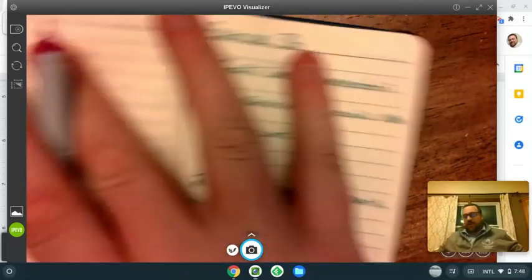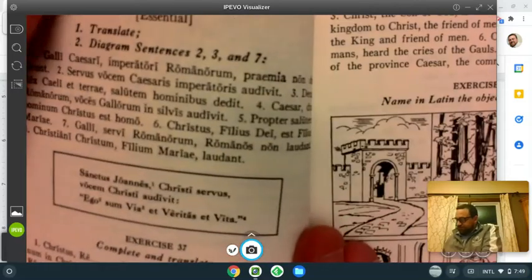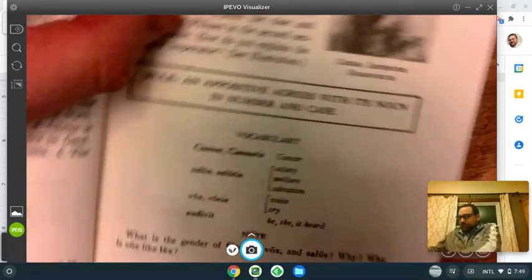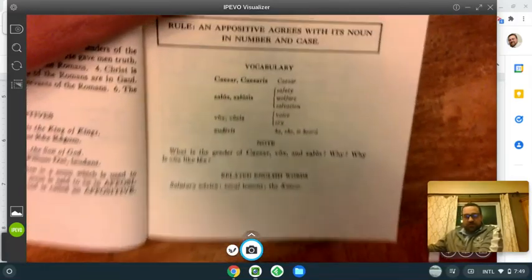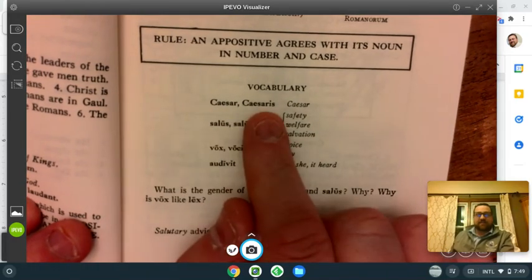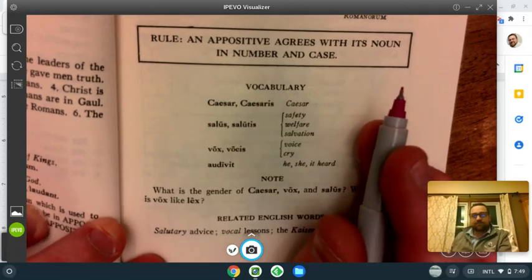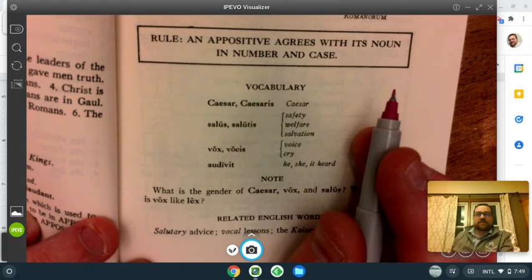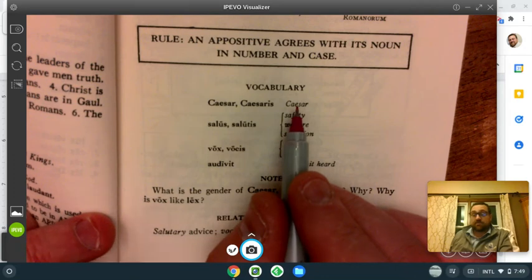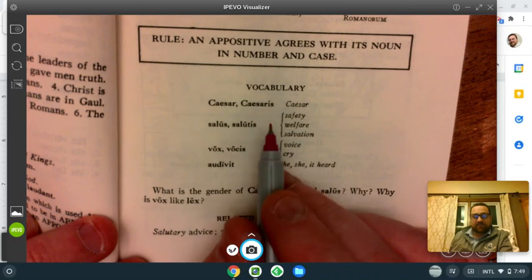I should pause here, actually. Sorry, I was a little too quick to start the homework. Let's take a look at our book. We're going to add 4 new vocab words. Caesar, Caesaris. So what declension does Caesar, Caesaris belong to? Belongs to the third declension, so it means Caesar, and we know it's masculine, right? Because Caesar's a man. And we know it's third declension because the genitive has is, right?